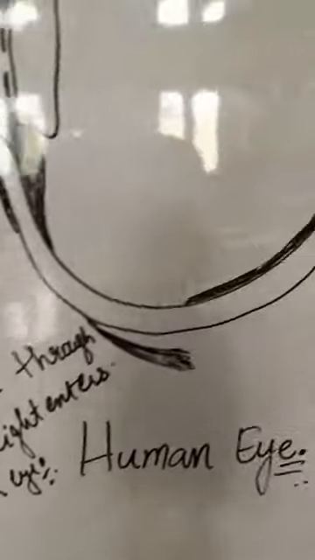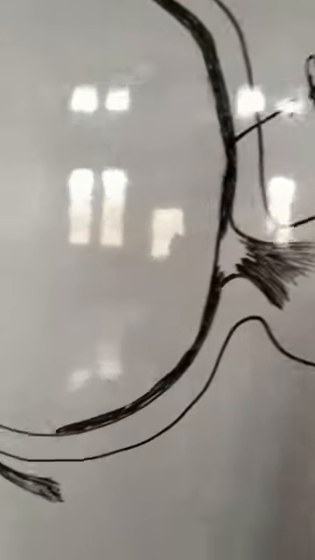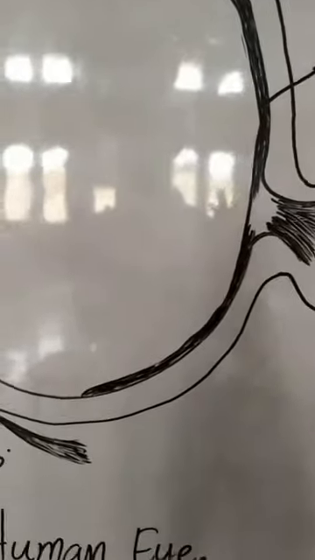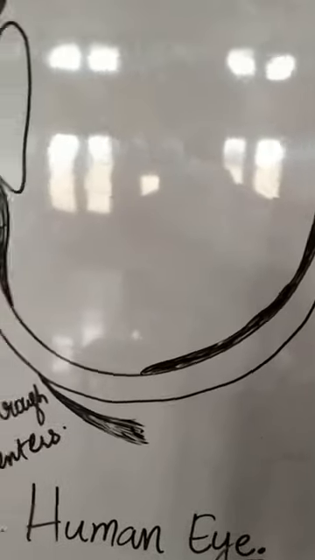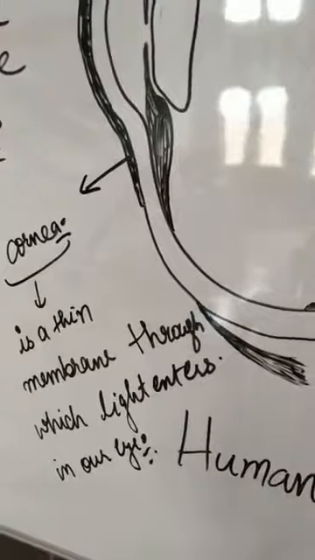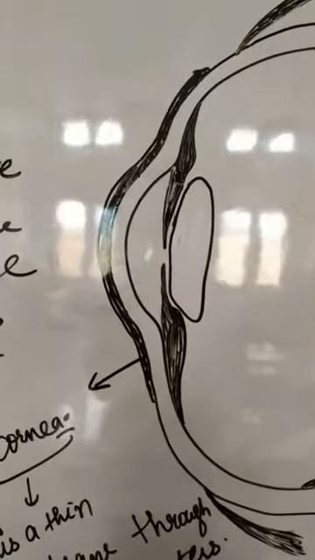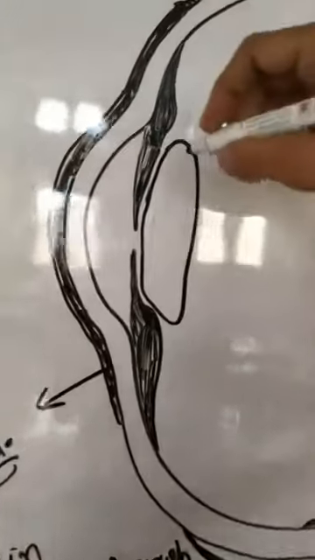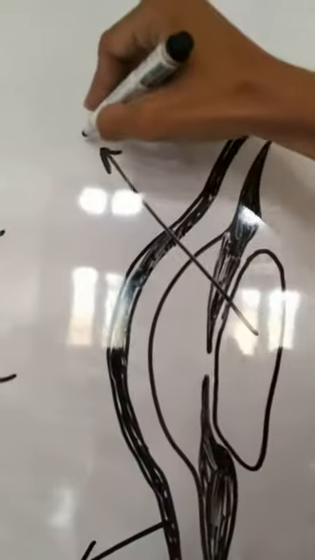First we will discuss about retina. Retina is a light sensitive screen where the image is formed, and second is cornea, which is a thin membrane through which light enters in our eye. And this is crystalline lens.